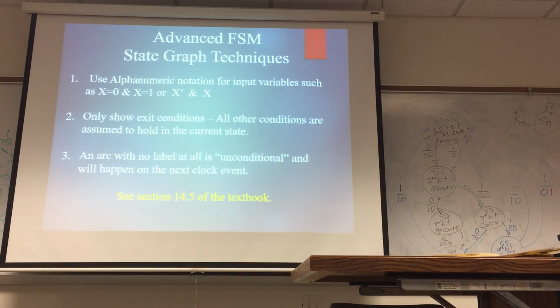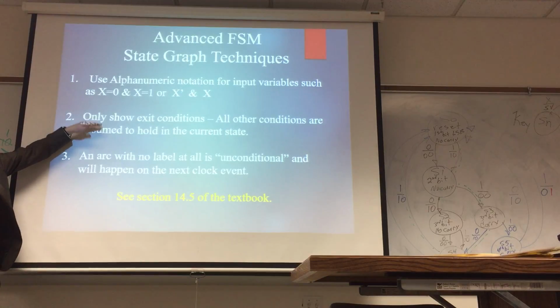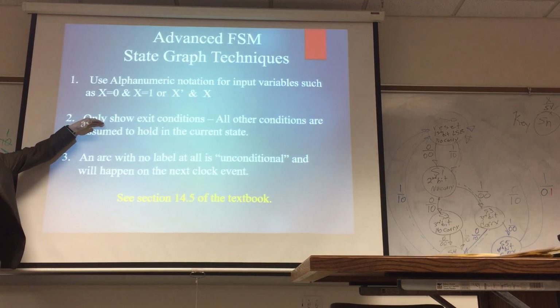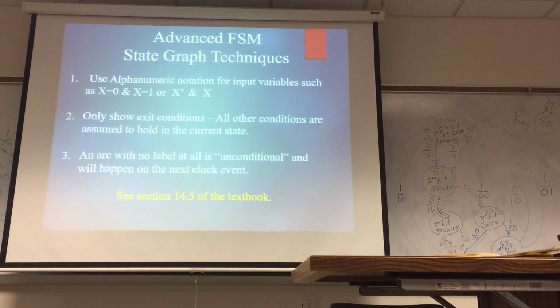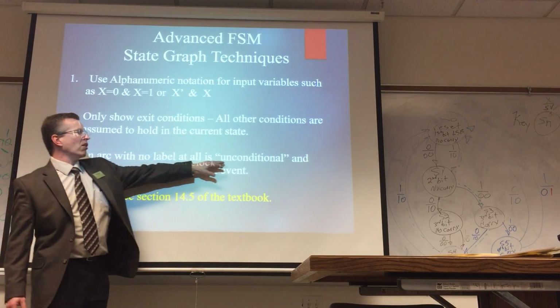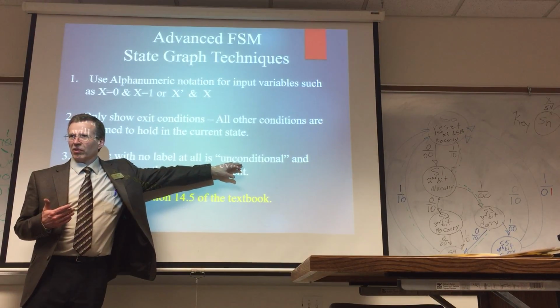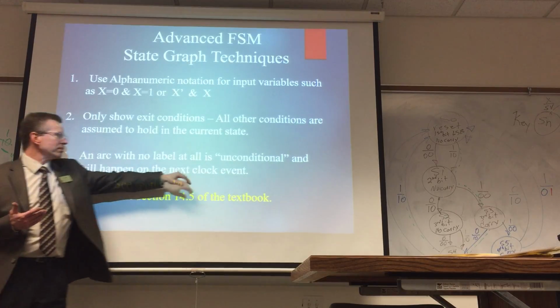So I actually wait a lot in real world machines. I'll just say that. So let's not show those. We'll only show exit conditions to save space and communicate clearly. If you don't see an exit condition, we're just going to stay right here. Okay? And finally, an arc with no label at all is what we could describe as unconditional. We're going to need some of these in just a minute.